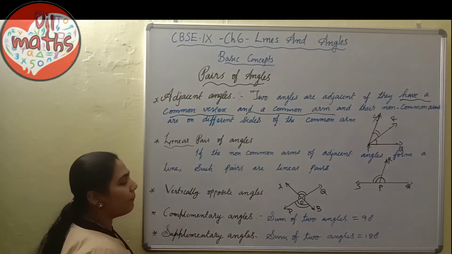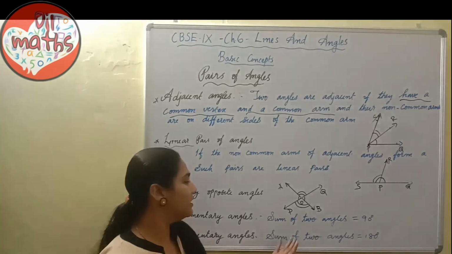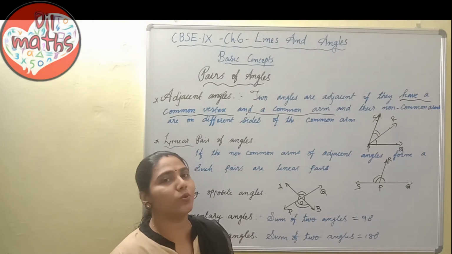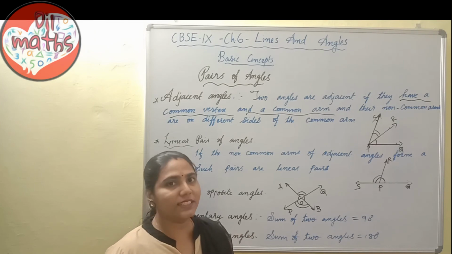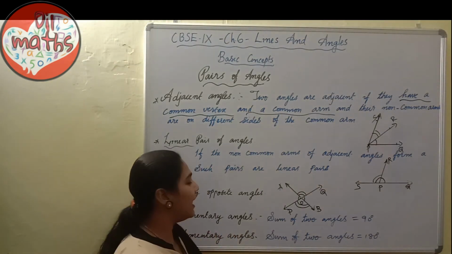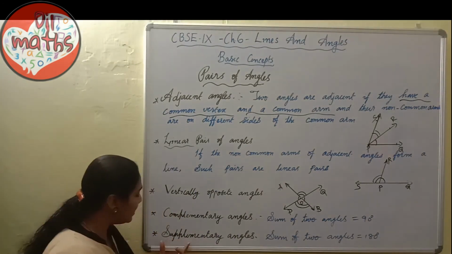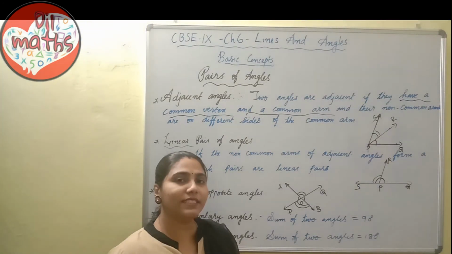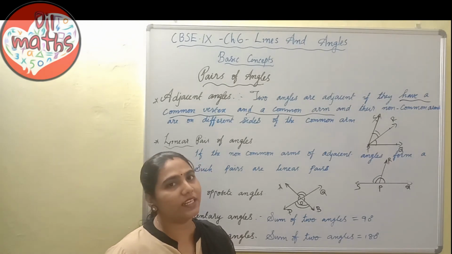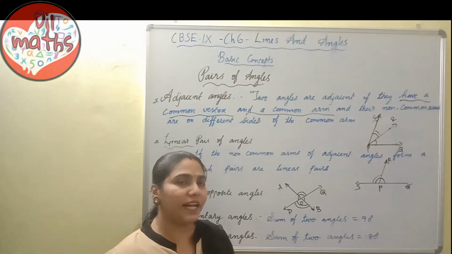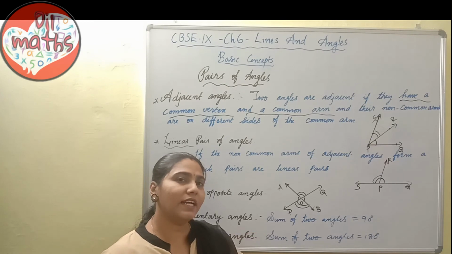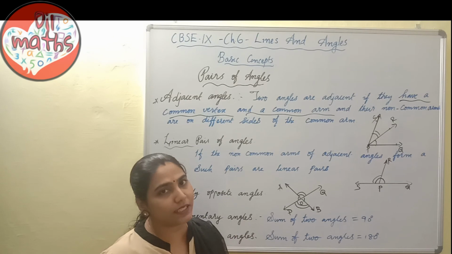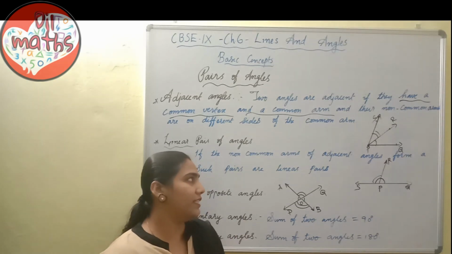And next one is complementary angles. What is a complementary angle? Sum of two angles. If the sum of two angles is equal to 90 degrees, that type of angles are called complementary angles. And what are supplementary angles? If the sum of two angles is equal to 180 degrees, then that kind of angles we can call supplementary angles. So in complementary angles, the sum of two angles is equal to 90 degrees, and in supplementary angles, the sum of two angles is equal to 180 degrees.